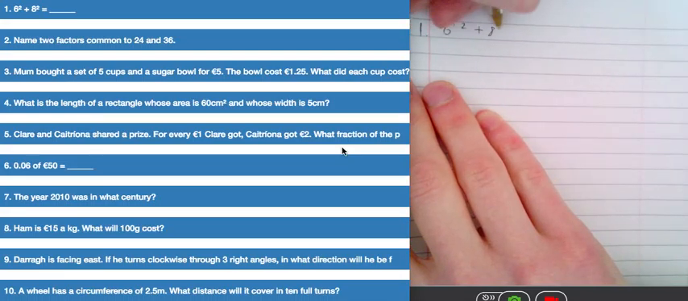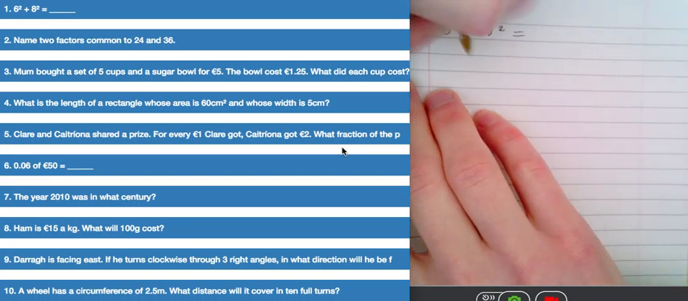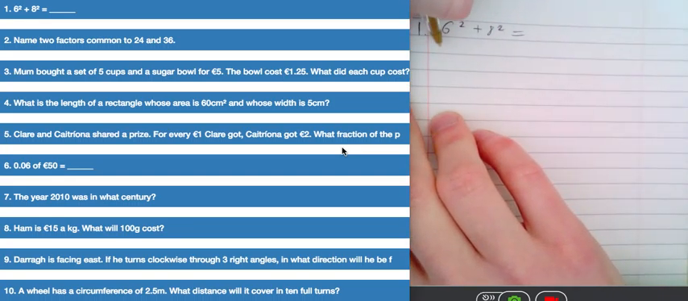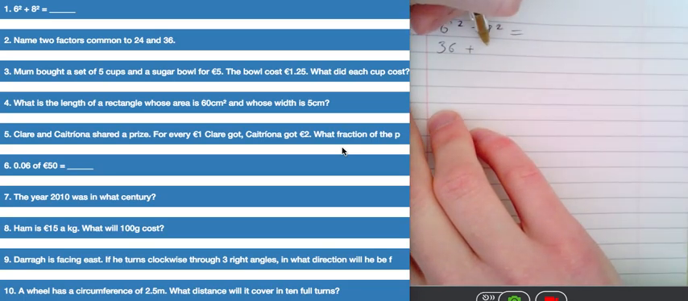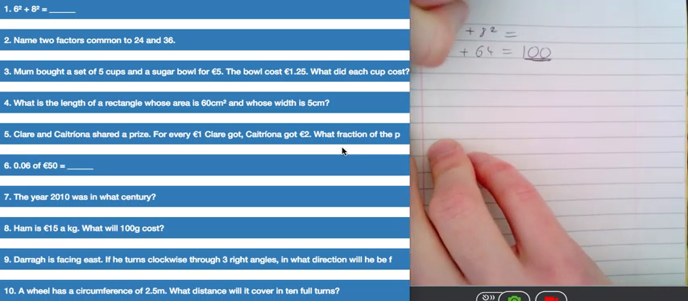Plus 8 squared equals what? That number 2, the small little 2 above the 6 and the 8, means squared, when you multiply a number by itself. So 6 times 6 is 36, 8 times 8 is 64. You add those together, you have a nice even round number of 100. Your answer is 100 for question 1.